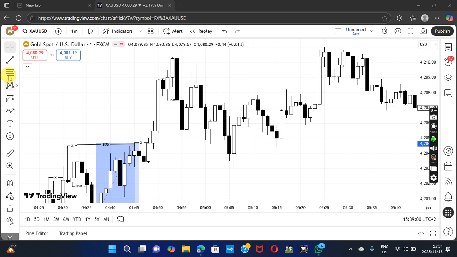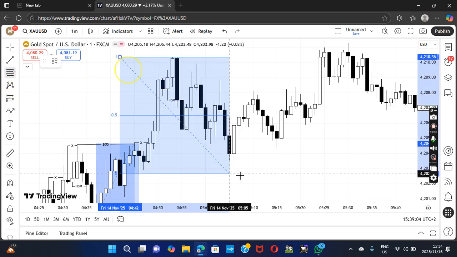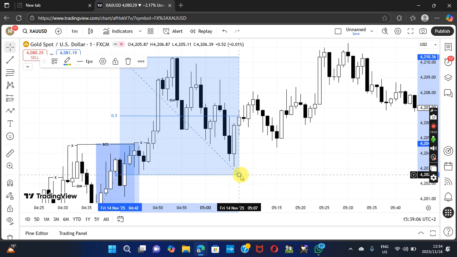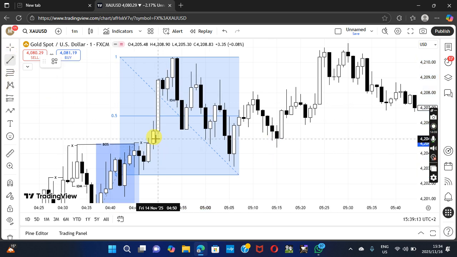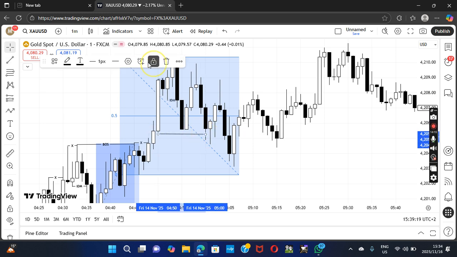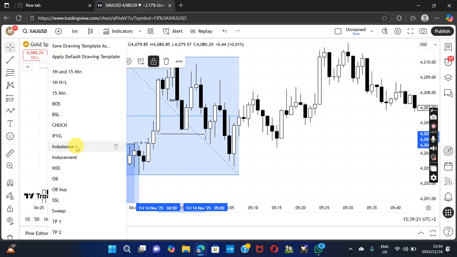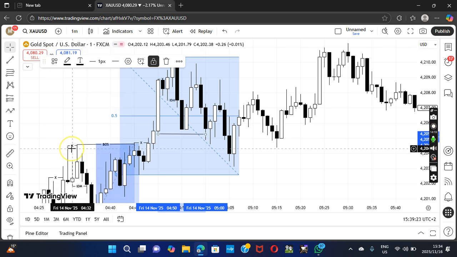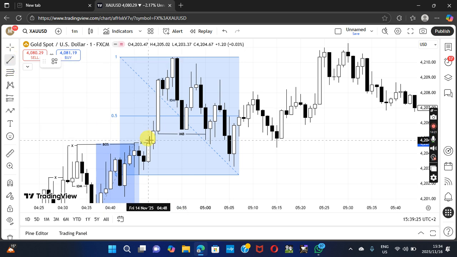And then we use our Fibonacci retracement. We use the low and the newly created high, and then this is our discount zone. This is our balance. Okay, this is our imbalance, and then this candlestick is our order block.